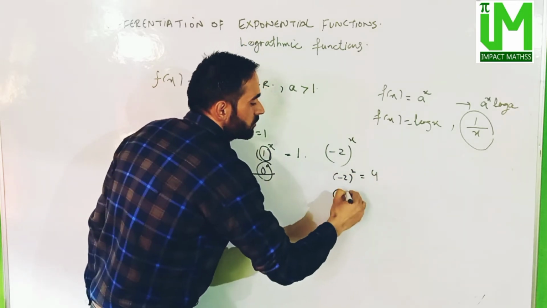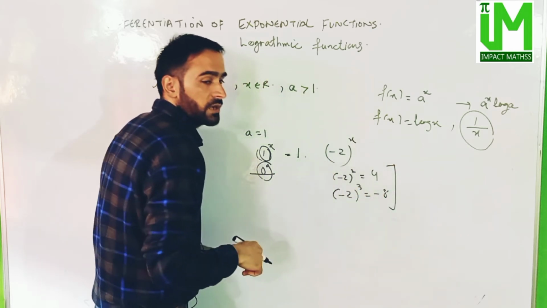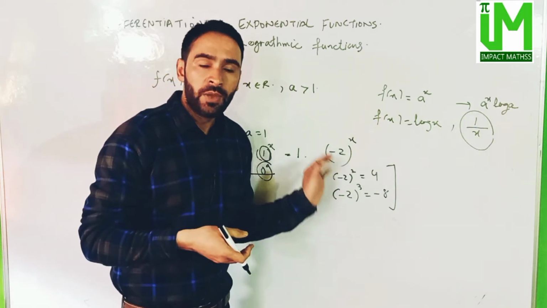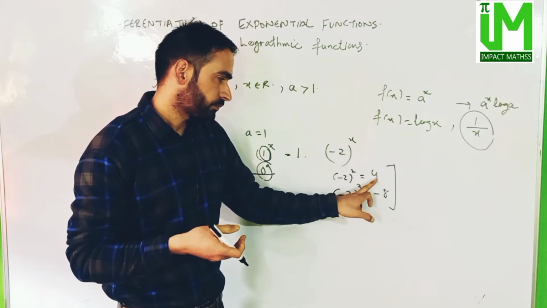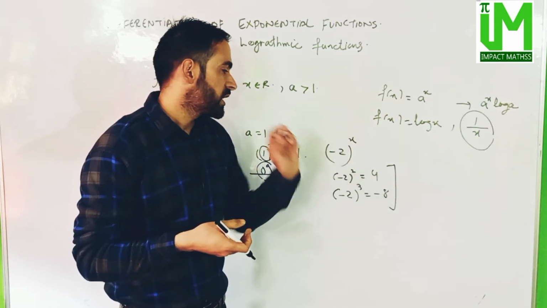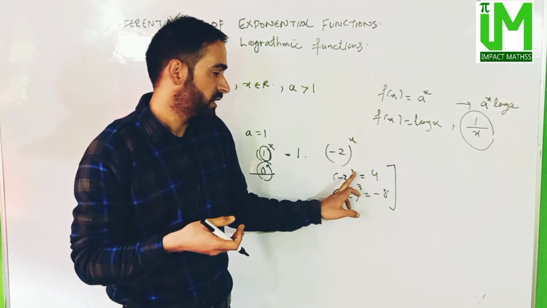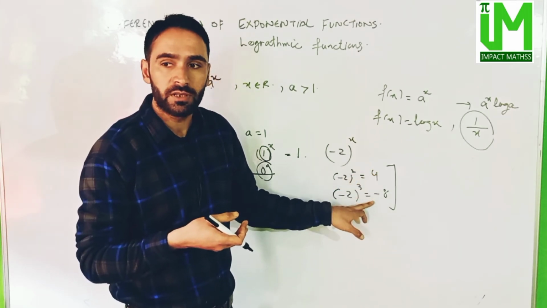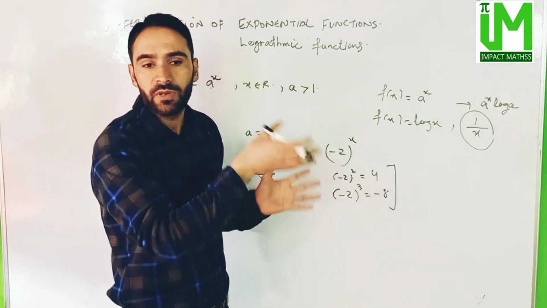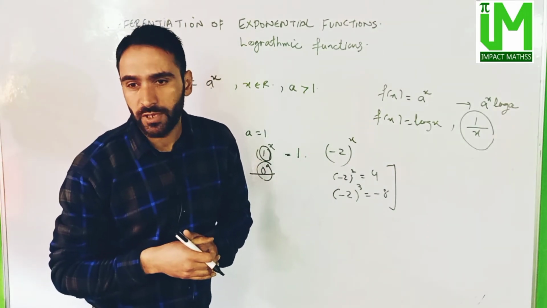4 minus 2 raised to power 3 minus 8. So we'll get alternate terms. One term is even, the next term is odd. So again we will not get anything. One term is odd. This will be positive and this will be negative. So for even power it is positive, for odd power it is negative. So the complete sequence will keep fluctuating between positive and negative. So again we don't get anything substantial out of the negative base.